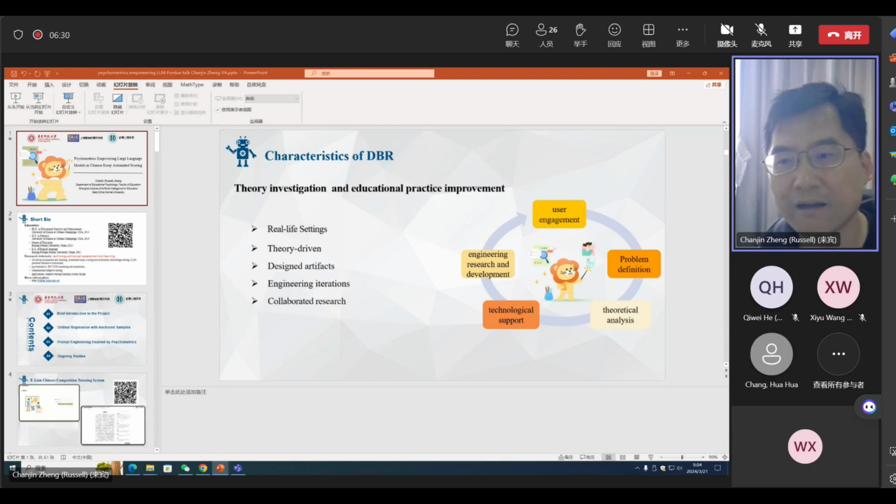So what is new here is that we have to design something. This project will go on for several years. We have to go through engineering iterations. This is a cycle we have gone through many times. We identify the problem, we invite experts from various fields to do the theoretical analysis, we identify the technical supports, then we do the engineering, then come back to the users for feedback.